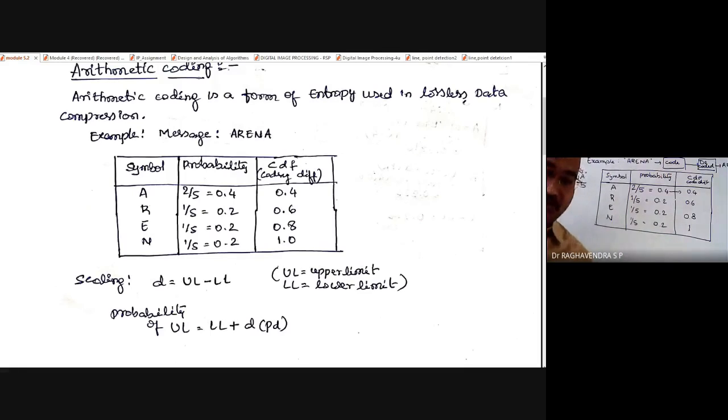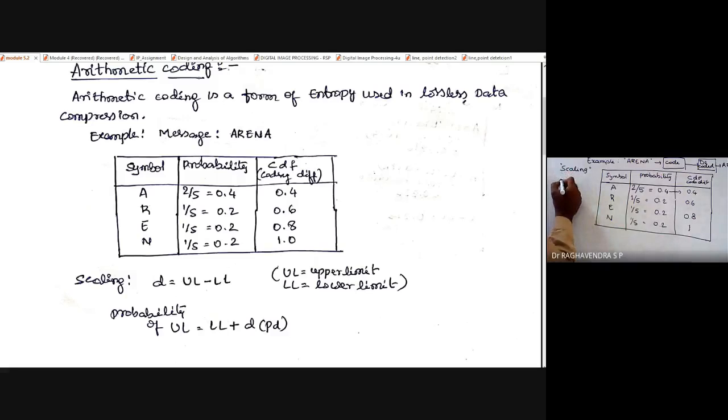Before solving the problem, we have to draw this table so that we can identify the probabilities. Next we have to do the scaling. For scaling we need the upper limit, lower limit and difference. There are formulas for this, so write these formulas down. Then I will solve the problem.